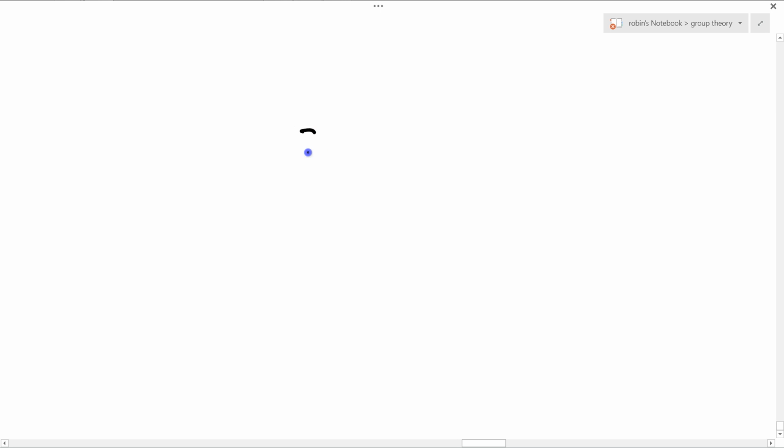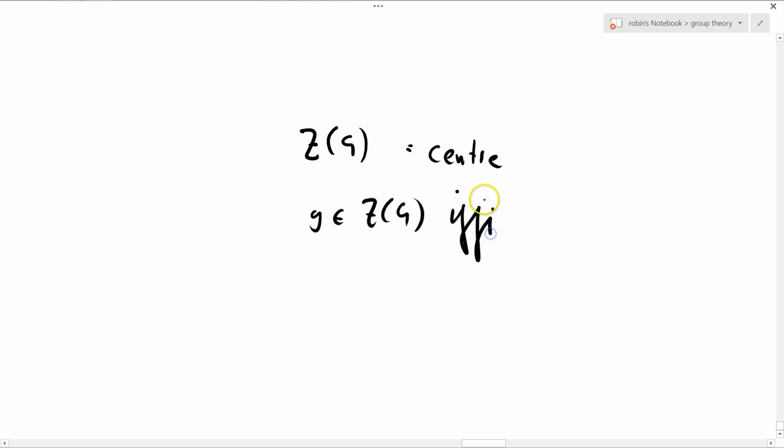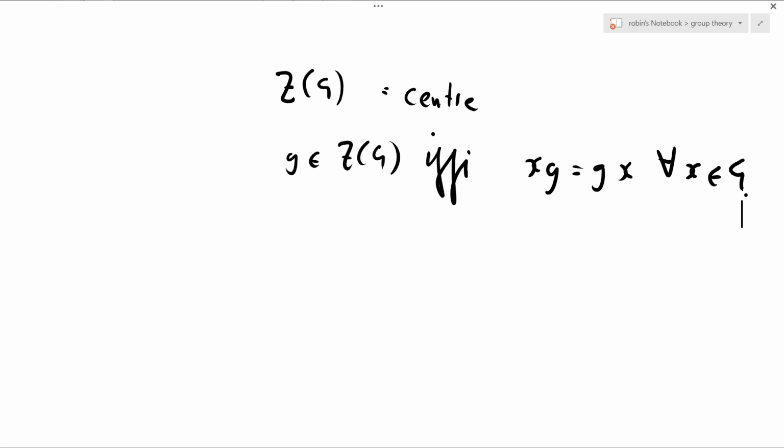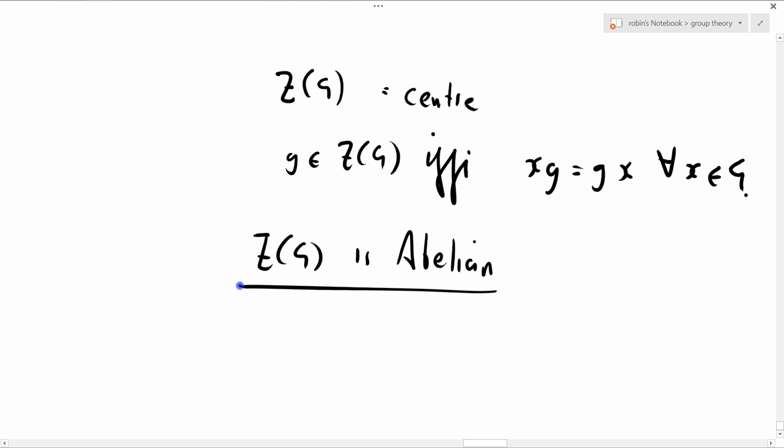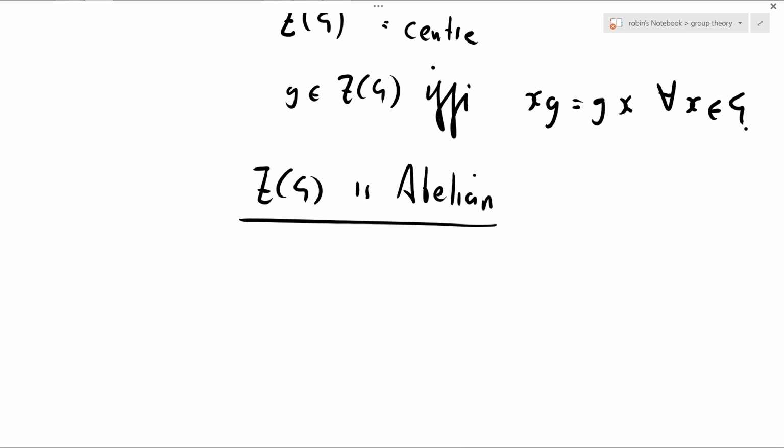Okay, so we've got a definition of the centre of a group, Z of G. G is in Z of G if and only if xg equals gx for all x in the group. And we know that it's a subgroup. It's obvious, but I really ought to say it, that Z of G is abelian. Of course it is, because it commutes past everything in the group, including itself. So that's kind of obvious.